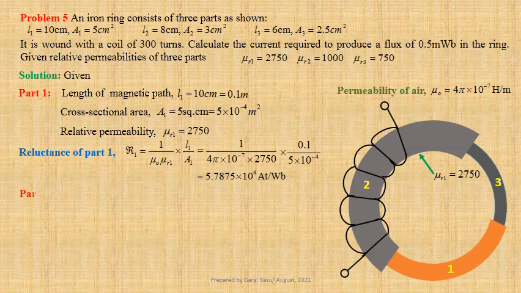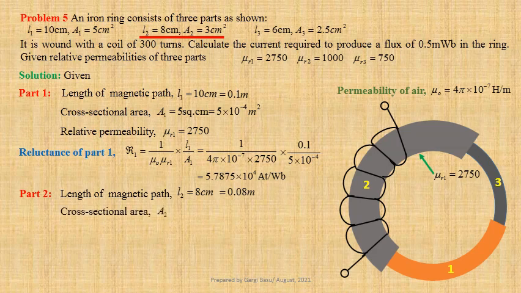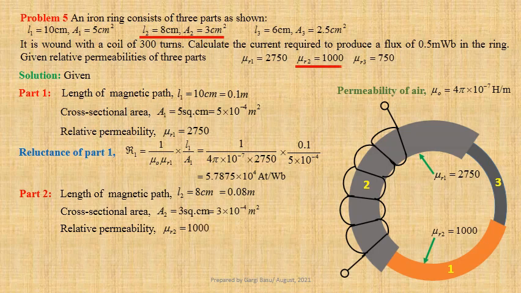For part 2, given length of magnetic path L2 equals 8 centimeters, that is equal to 0.08 meter. Cross-sectional area A2 equals 3 square centimeter, that is equal to 3 into 10 to the power minus 4 meter square. Relative permeability μr2 equals 1000. Let us now determine reluctance of part 2.